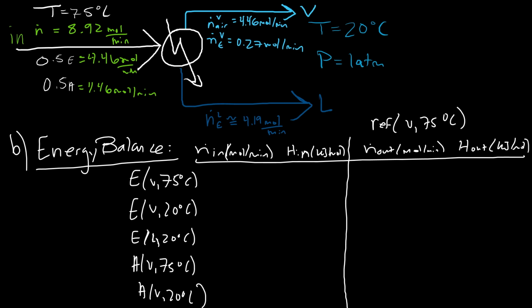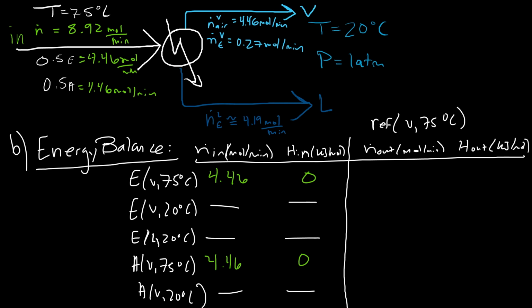Okay, so now let's start filling out our table with information. So we're going to begin by completing the inlet side of the system. So we're going to start with ethanol vapor. It's entering in at 4.46 moles per minute. And because we have a reference state that we're going to be integrating over, the enthalpy n is 0 because we're at the reference state. So there's no energy exchange at that point.